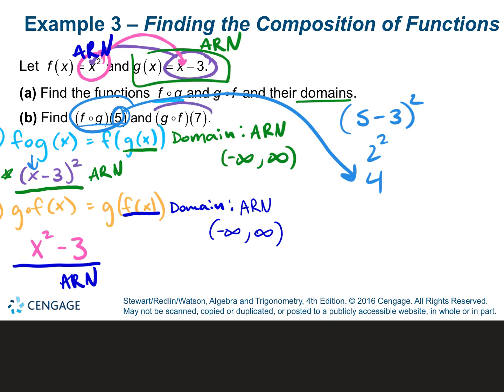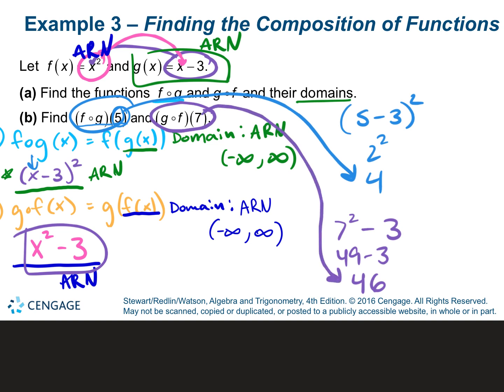Next, we want to find g of f of 7. So g of f was this function here, so I'm going to plug 7 into that one. So we have 7 squared minus 3. What's 7 squared? And 49 minus 3? 46. So g of f of 7 would be 46.